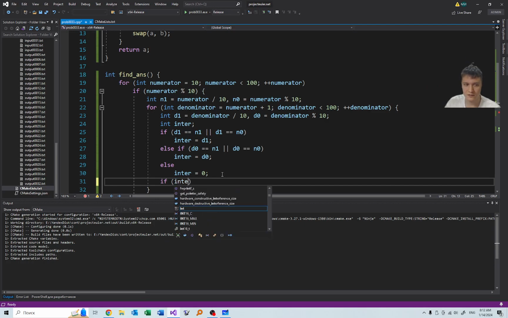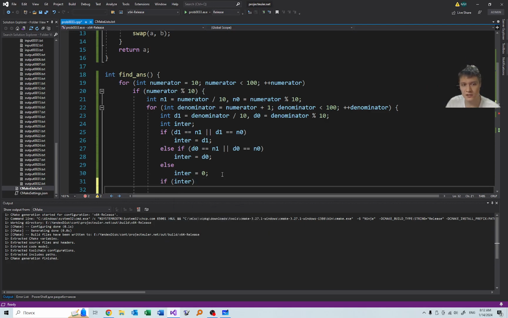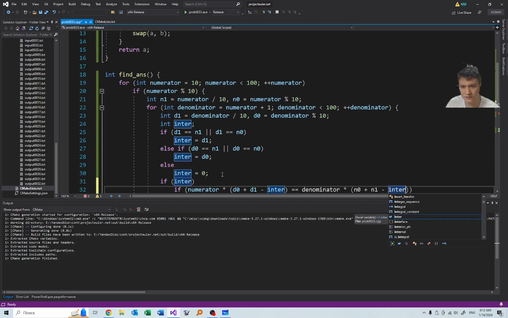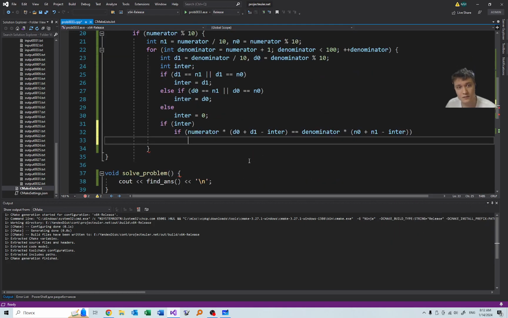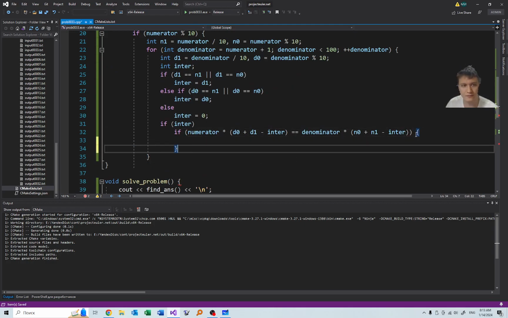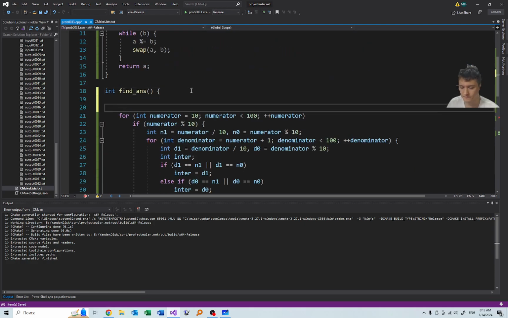So if inter, then I check that numerator times (d0 plus d1 minus intersection) equals denominator times (n0 plus n1 minus intersection). And if it is true, then these two fractions are equal, and I need to add it to the answer. Let's write a function which adds something to the answer.